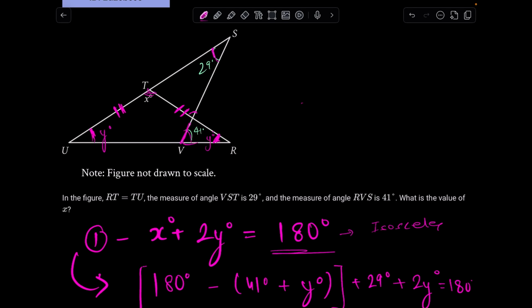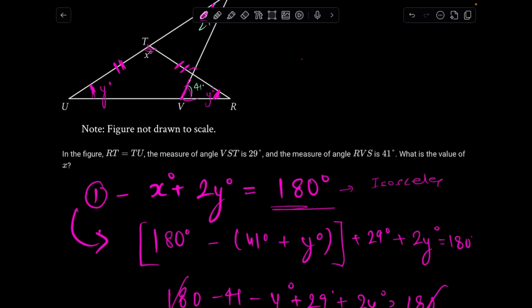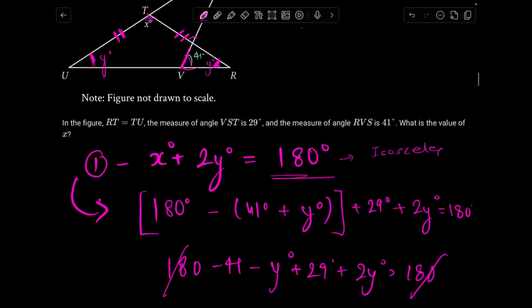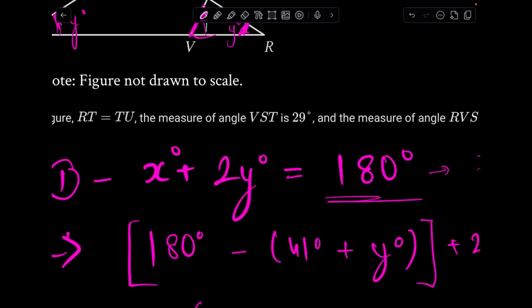So I'm going to label angle TUR and angle TRU as y degrees. Both of these are going to be equal. This is an isosceles triangle. So basically, our first equation is that x plus 2y is equal to 180. And in the next, basically, we are going to use 180 minus 41 plus y now.